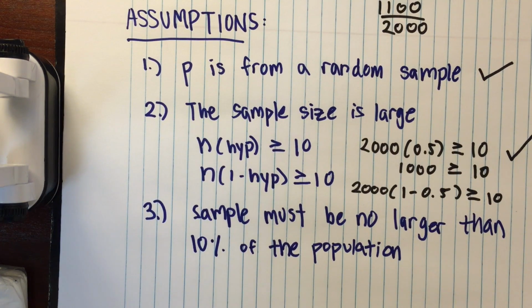As for the third assumption, the sample must be no larger than 10% of the population. So our population is all of the high school students in this particular city. And we don't really have a numerical number for this, but we can safely assume that this assumption is also met, as the population is probably very large. So we can assume that this is true.